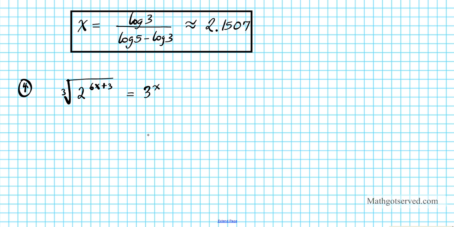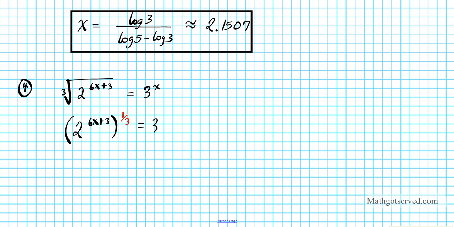All right, in order to take the log of both sides, I need the terms on both sides to be expressed as exponents. So the one on the left side requires some work. What I'm going to do first is use the nth root property of exponents to express this radical as a rational exponent. I'm going to write this as 2 to the 6x plus 3, and this whole thing will be raised to the 1/3 power.